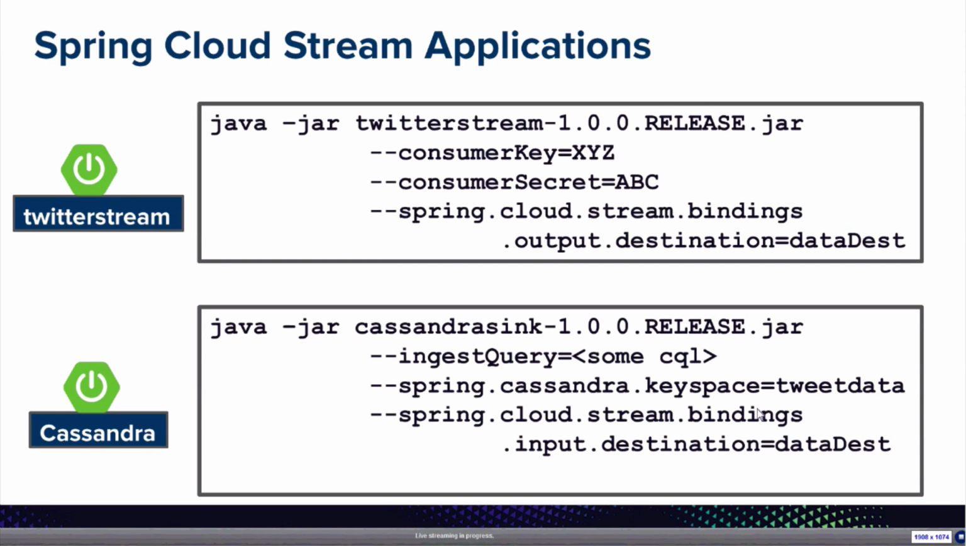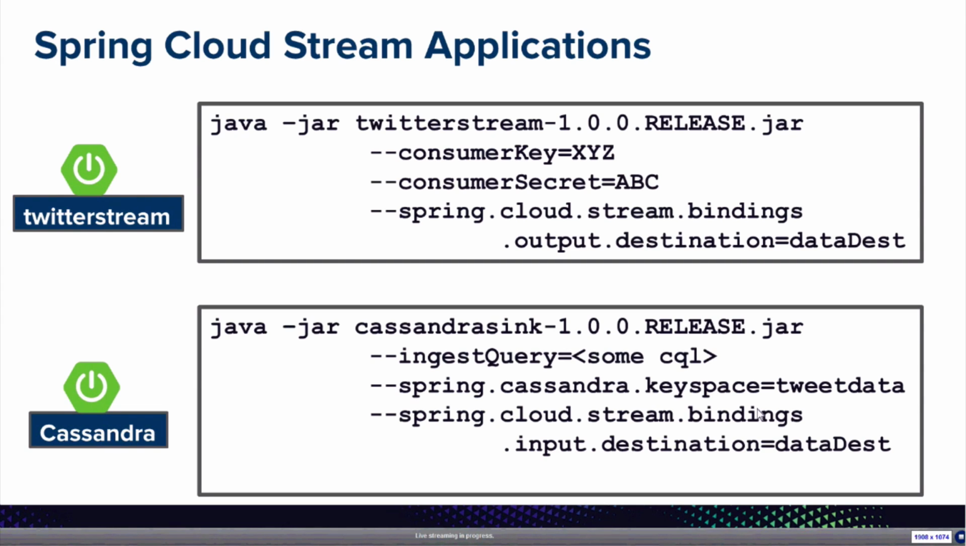And by sharing the same topic name there, those will then be connected over the messaging middleware based on which binder is on the class path. So you would be running both of these applications with, say, Kafka binders on the class path for each, and they will then be communicating over a Kafka topic called data dest. And the Cassandra app will join a consumer group, will be part of a consumer group that subscribes to that topic, and the Twitter stream source will be sending its tweet objects to that topic. And so that's how they communicate with each other directly if you're working at that level.